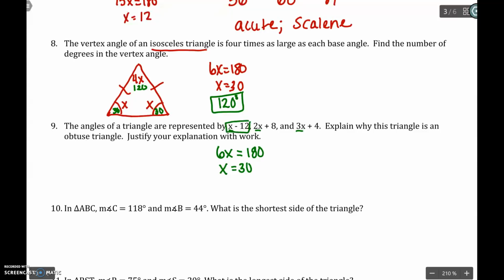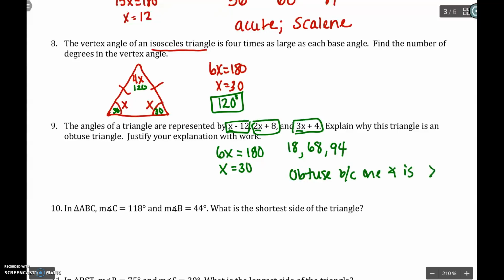And then substitute back in. 30 minus 12 is 18. 60 plus 8 is 68. And 90 plus 4 is 94. So it's obtuse because one angle is greater than 90 degrees.